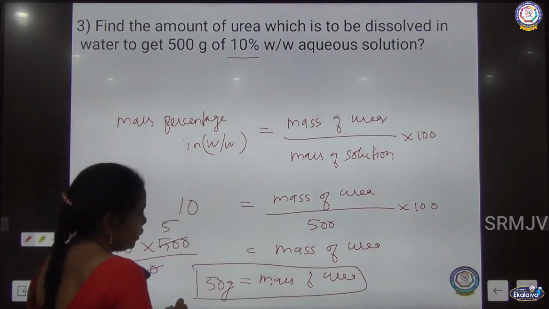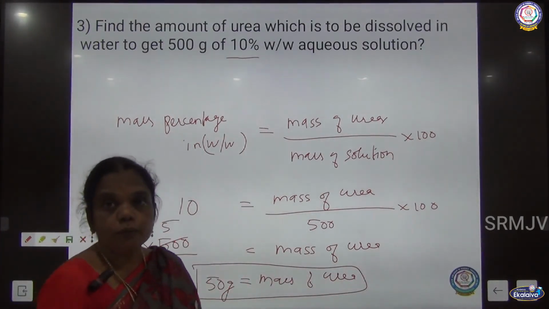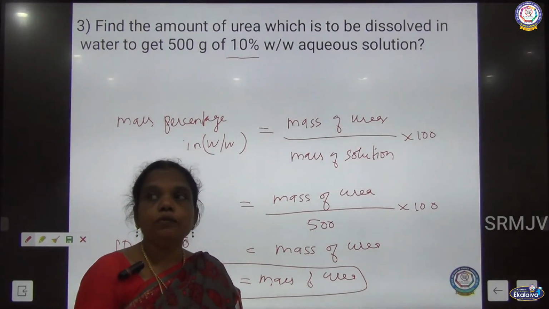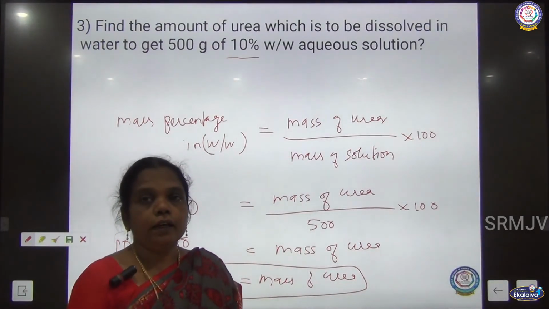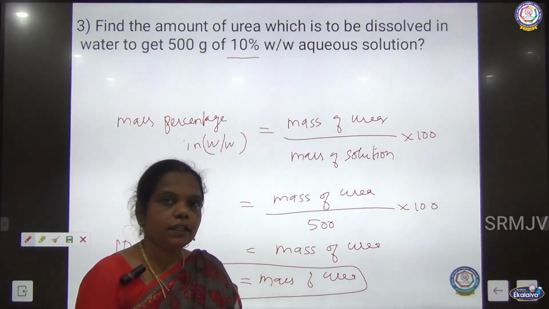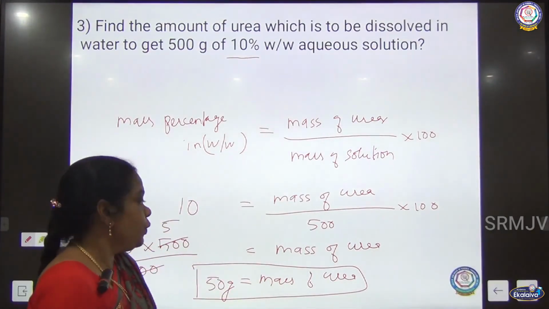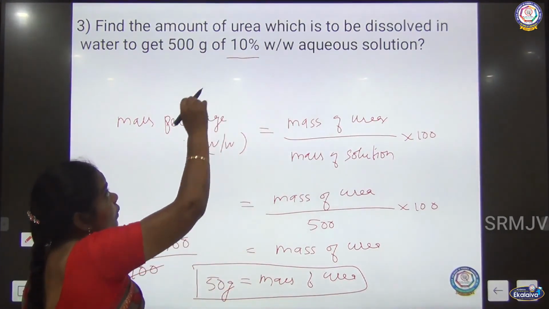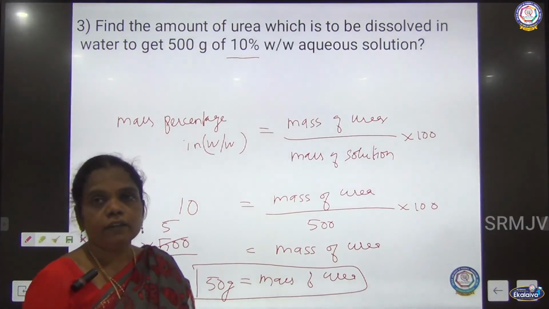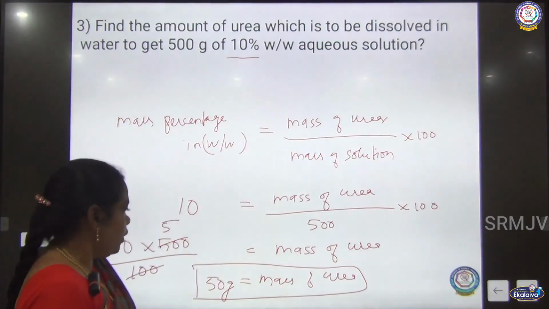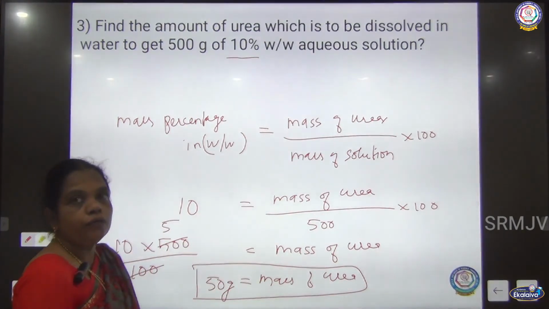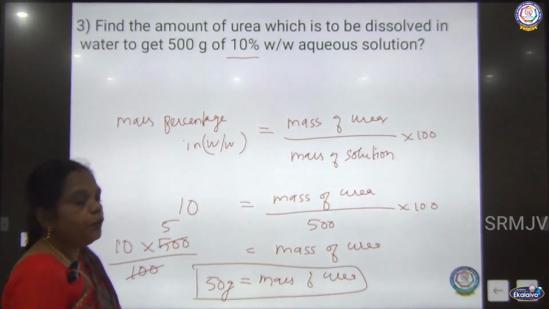Understand? So this is one of the problems to find the amount of solute present in the 10% solution. Understand? The 10% solution of urea in 500 gram of solvent, we need how many gram? We need 50 gram of solute, that is nothing but urea.